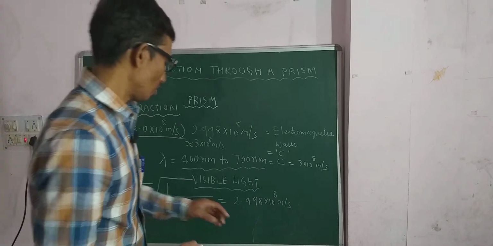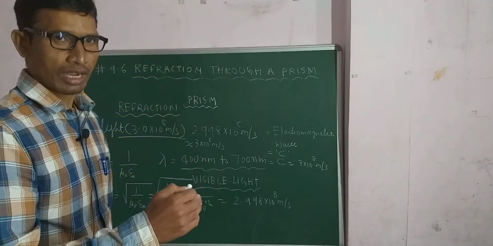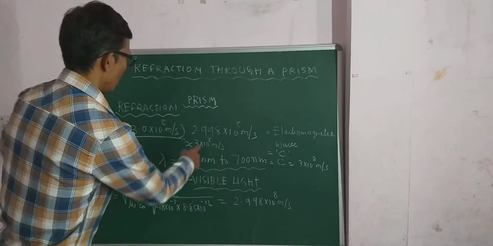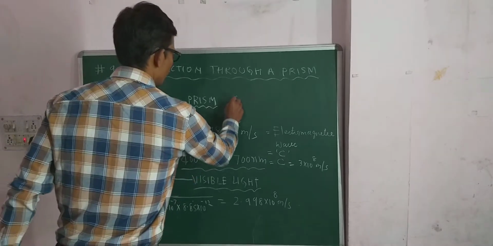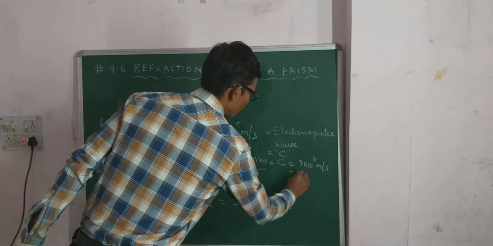So whenever the light comes and strikes, with this speed, this is C, this is C, this is the 3.